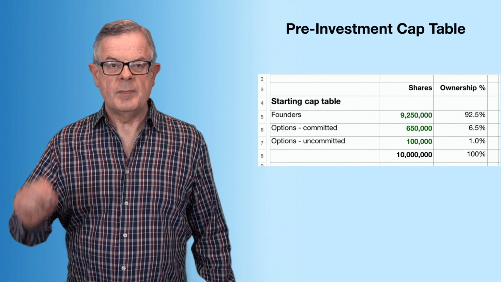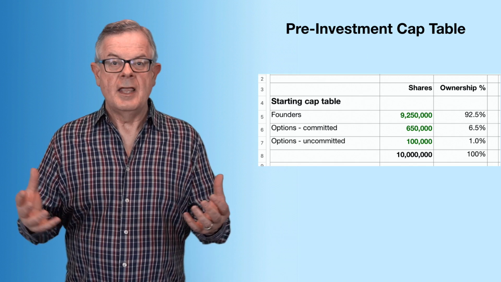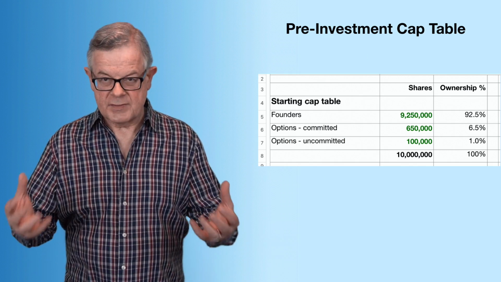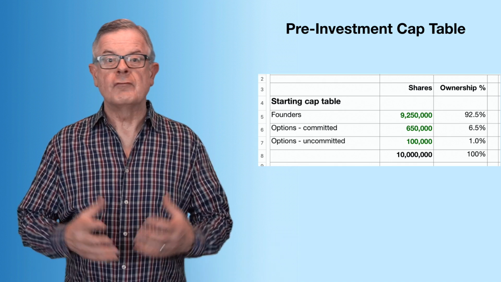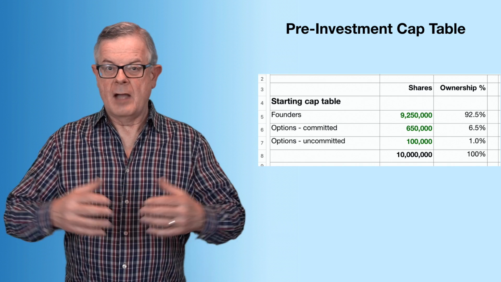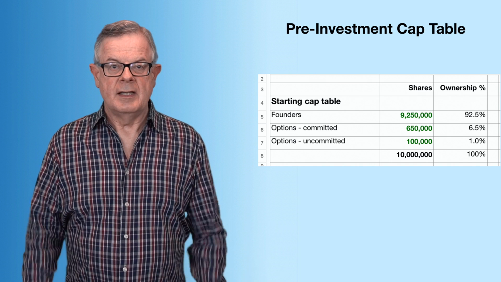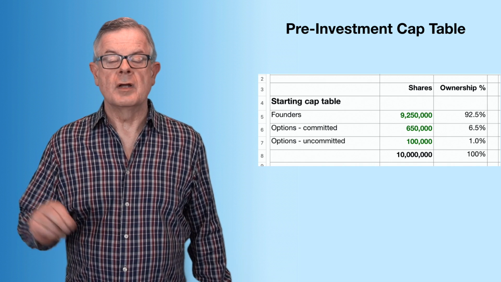Starting at the top, we begin just by documenting the existing cap table, capitalization table, in other words, the existing stock situation the founders have before doing any funding. How many shares do the founders have? In this example here, we have 9,250,000.